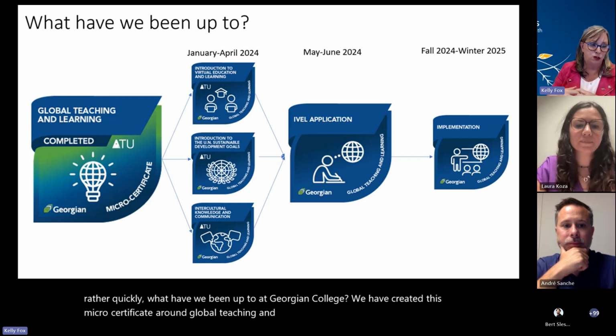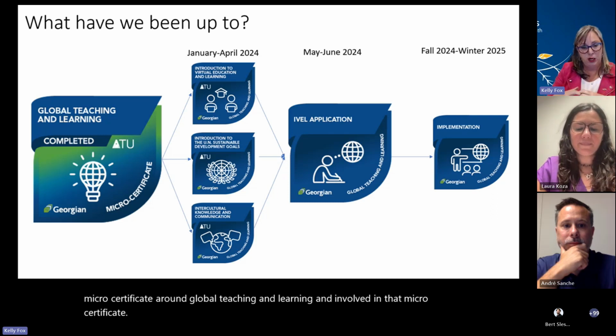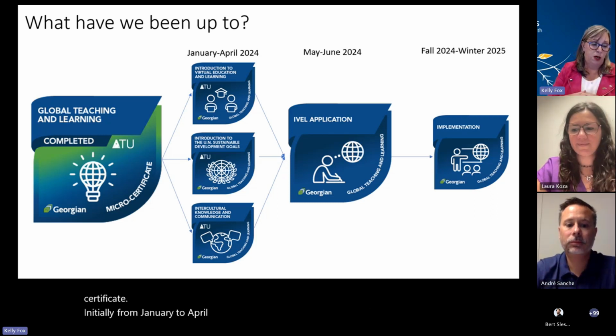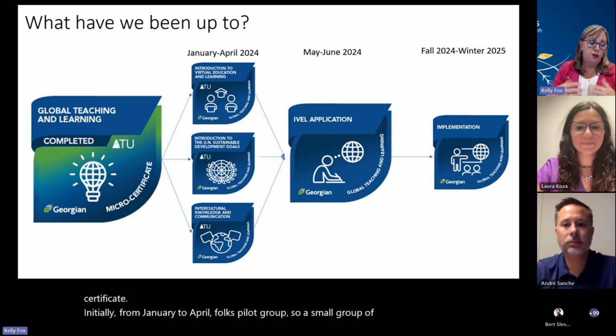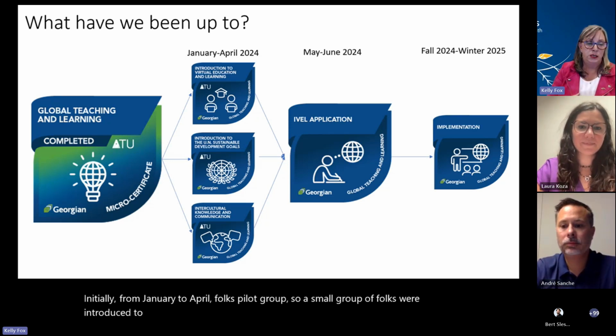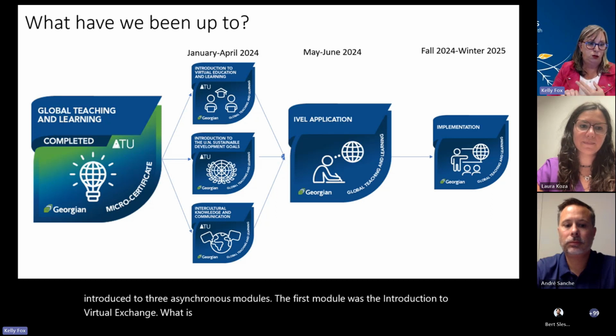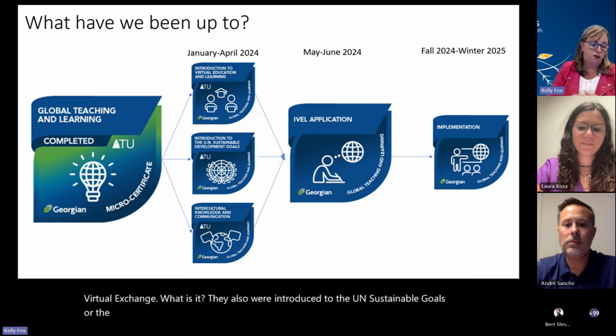And involved in that micro certificate, initially from January to April, a pilot group, a small group of folks, were introduced to 3 asynchronous modules. The first module was the introduction to virtual exchange. What is it? They also were introduced to the UN Sustainable Goals, or the SDGs. And the third one was intercultural knowledge and communication.